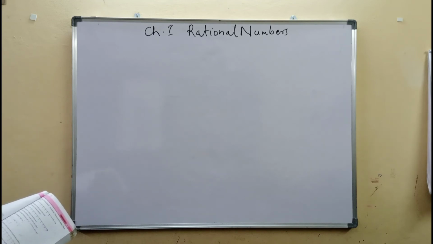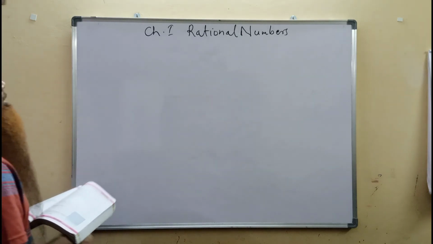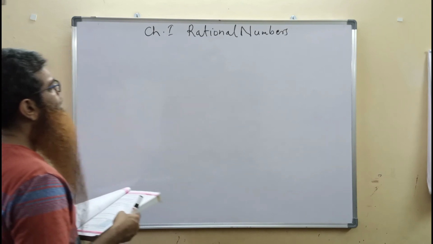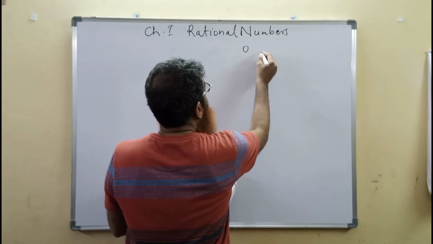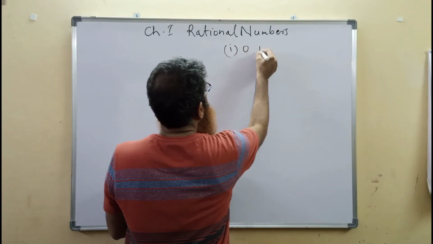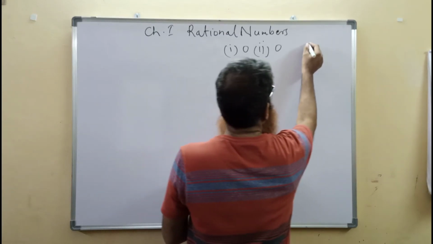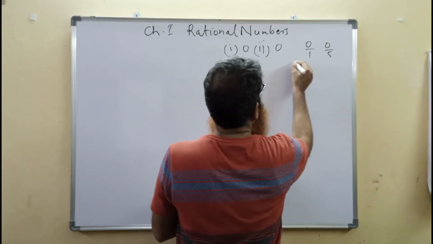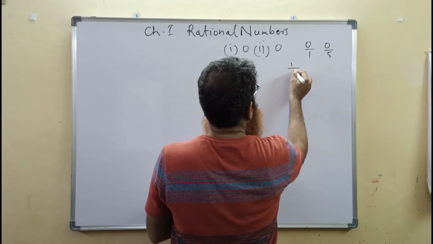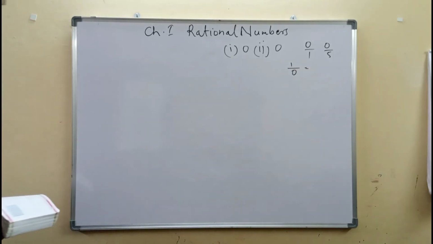Then the second statement, the rational number that does not have any reciprocal. Every rational number has a reciprocal. Again, the answer is 0 here. First bit also 0, second bit also 0. 0 is a rational number. 0 can be written as 0 by 1 or 0 by 5, whatever. But 0 does not have a reciprocal because 0 cannot be kept in the place of denominator.